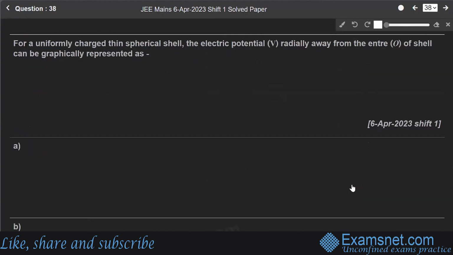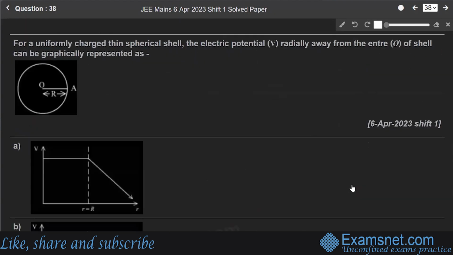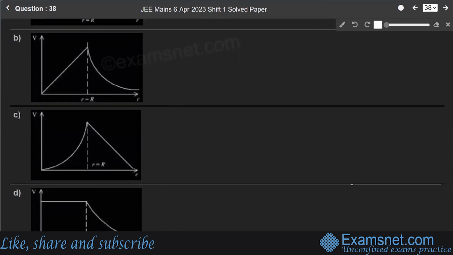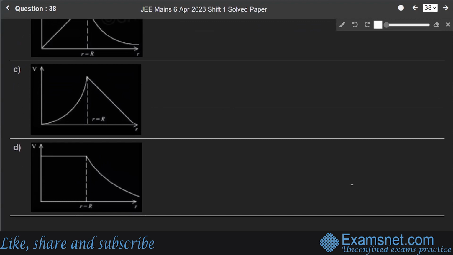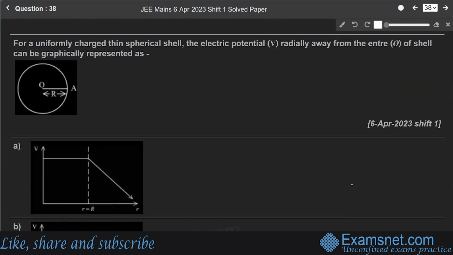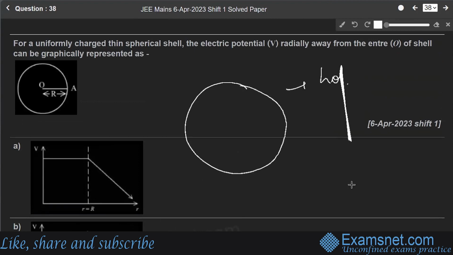Now moving to our next question, question number 38. For a uniformly charged thin spherical shell, the electric potential V radially away from the center O of the shell can be graphically represented as. So we have to find the correct graph for this question. Since it is a spherical shell, it is hollow from inside.